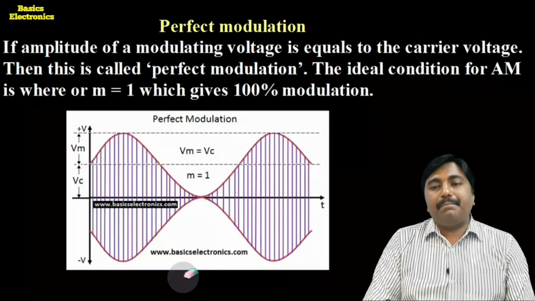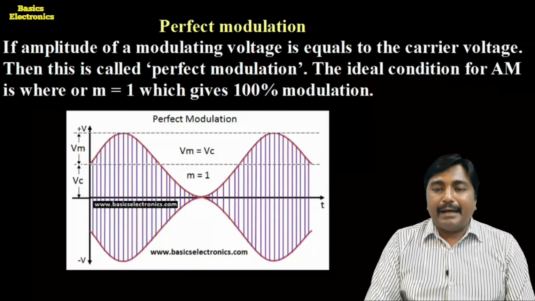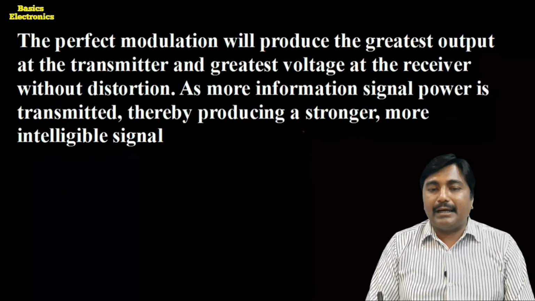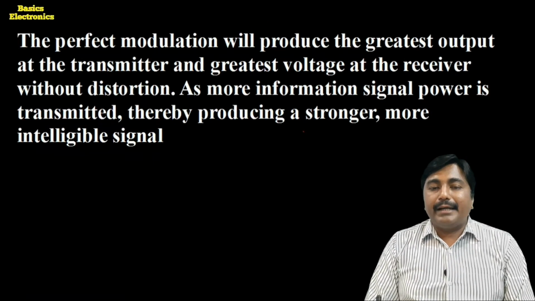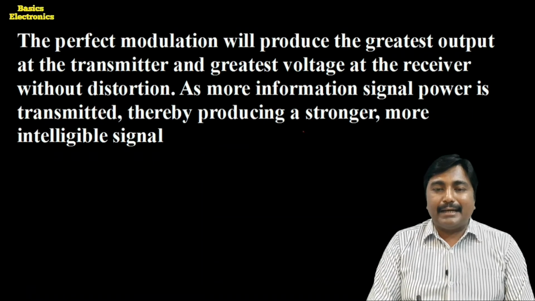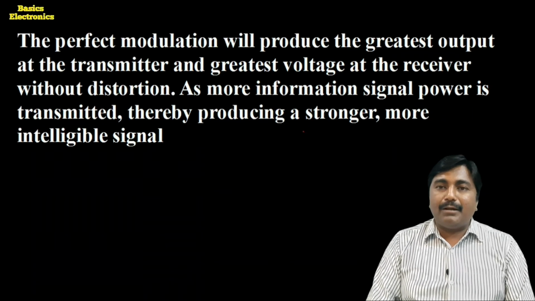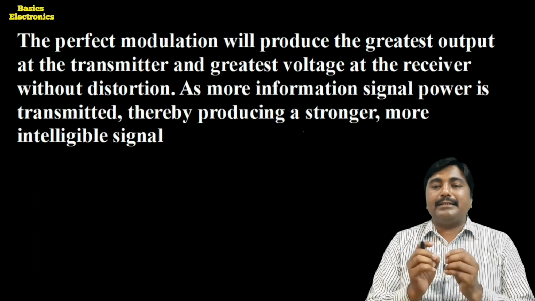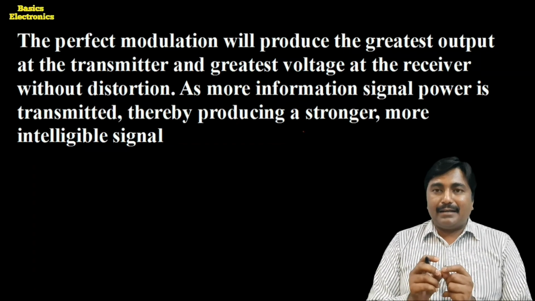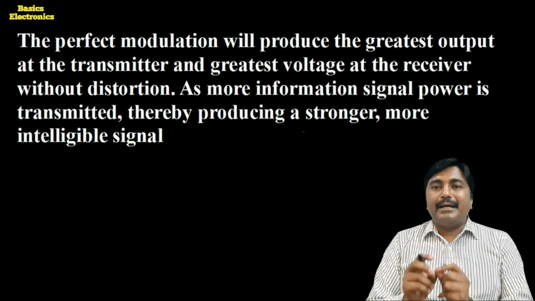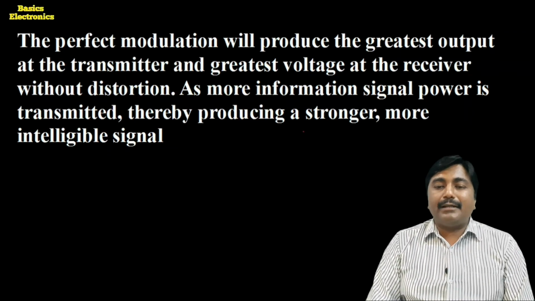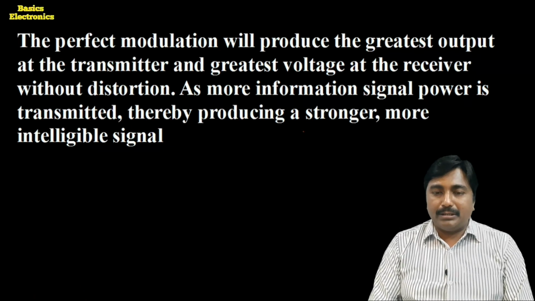When we do the perfect modulation, the signal produced is a stronger and more intelligible signal, and the information available is not distorted. The signal we get has sufficient voltage and there is no distortion. So we have seen the two conditions of the modulation.